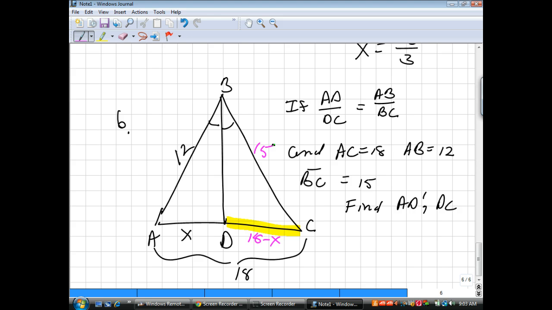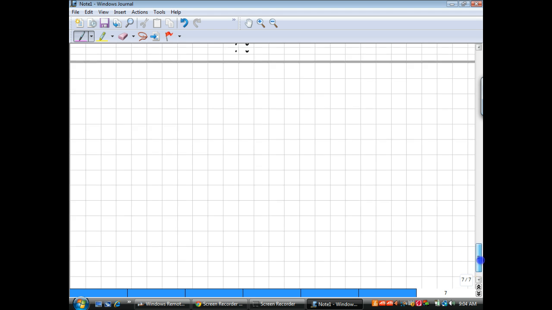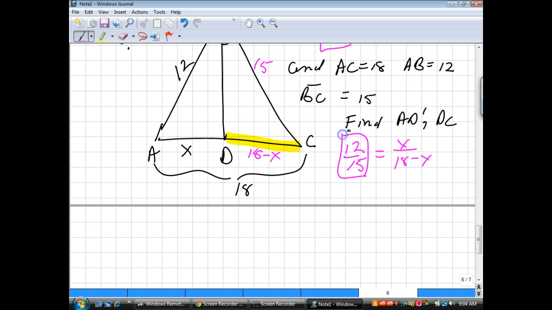So let's fill in what we know. We know this ratio. AB to BC would be 12 to 15. And we want to set that equal to AD to DC. So AD is x and DC is 18 minus x. And then we want to solve that. First of all, let's reduce this one so we don't have to use such big numbers. 3 divides both of those, so we get 4 over 5 equals x over 18 minus x.